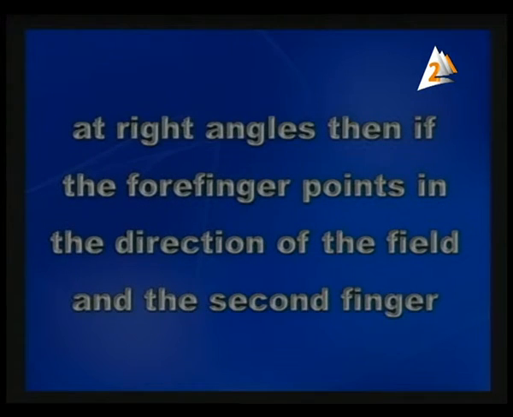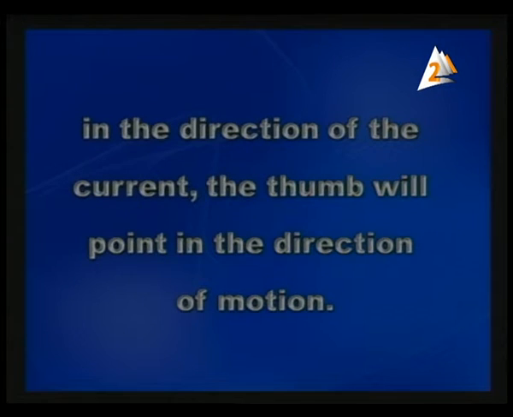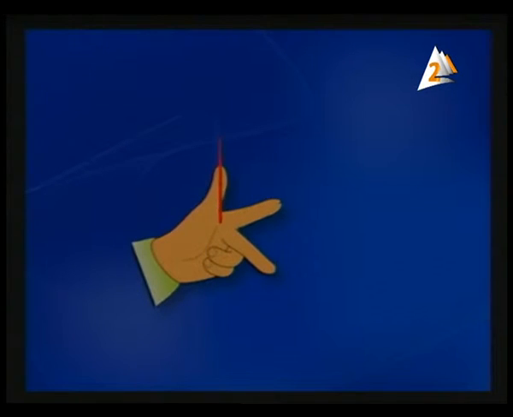Then, if the forefinger points in the direction of the field and the second finger in the direction of the current, conventional current, your attention, the direction of the conventional current, the current that moves from the positive plate into the negative, the thumb will point in the direction of motion. Once again, the thumb indicates the force or the thrust.